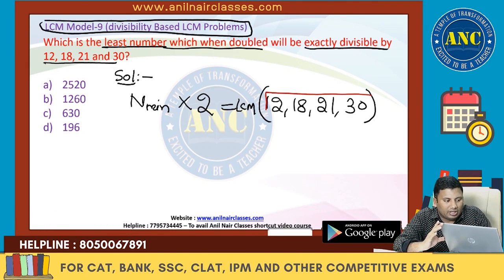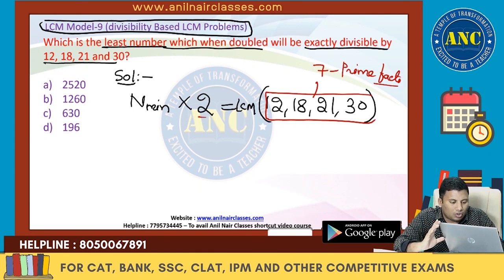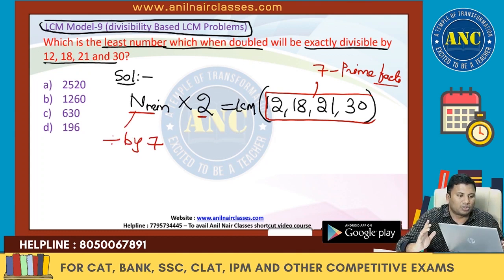12, 18, 21, 30. 21 contains a prime factor 7. 2n is not divisible by 7. So n minimum should be divisible by 7.